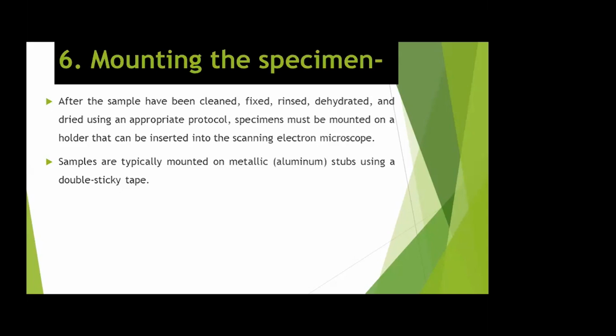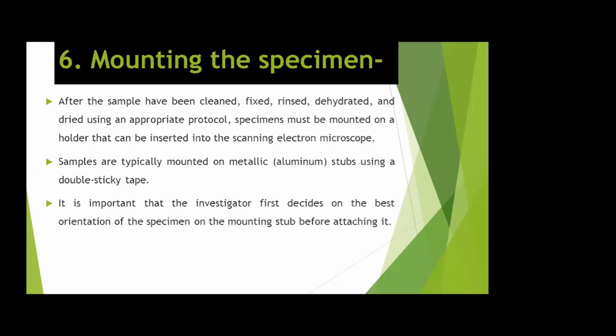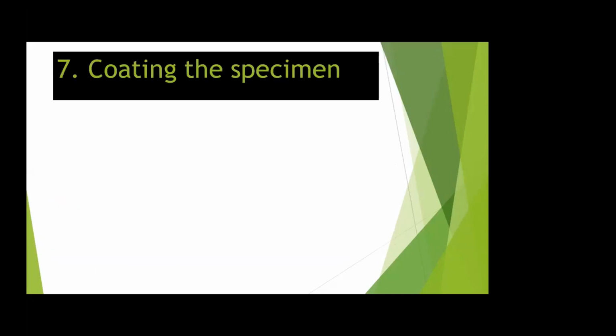So samples are typically mounted on stubs, for which you can use a double sticky tape, because it is important for us to see that the sample which is mounted doesn't move. The investigator should first decide what is the best orientation of the specimen on the mounting stub before attaching it, because once it is attached, if you try to reorient, that may damage the sample. It is very, very difficult. So fix the orientation of the specimen, decide it properly, and accordingly you stick it on the stub.